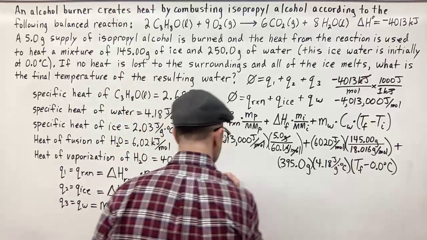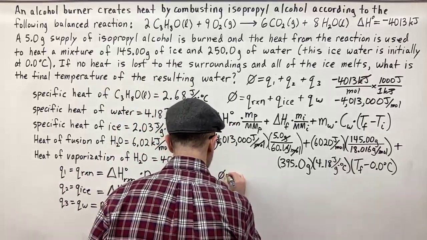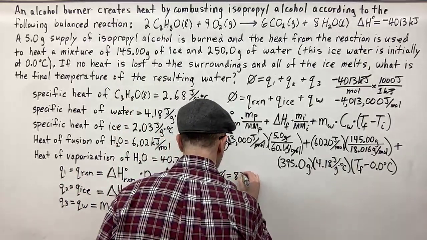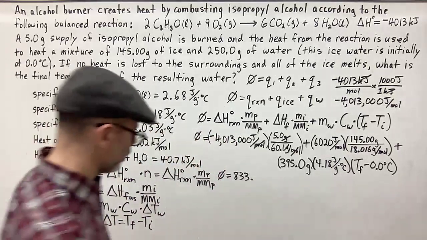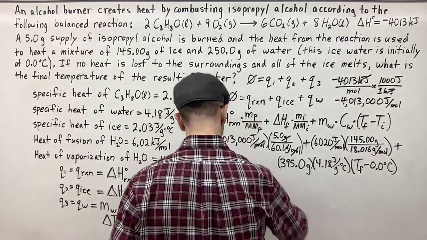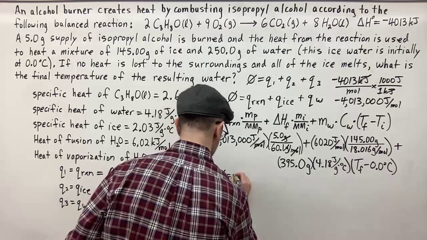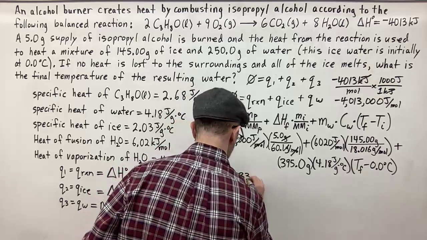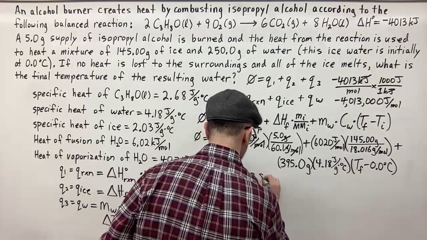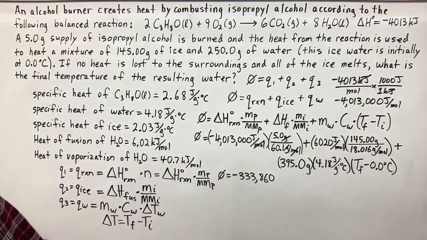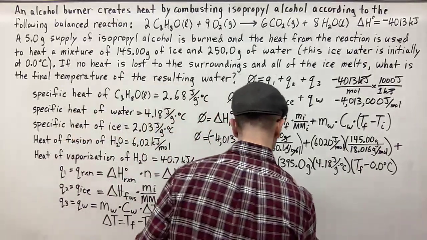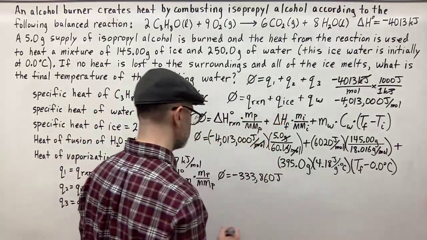So let's go ahead and get that. 333,860. So this is going to be 0 is equal to negative 333,860. Let me double check. 333,860. That's going to be joules.